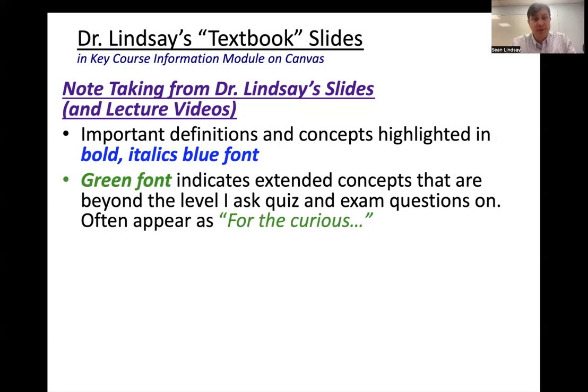I also will be using green font, bold, italics, green font. And this is to indicate information that's extending concepts beyond the level that I'm going to ask you on quizzes or exams. So I usually think about this as for the curious. So if you're really curious or interested in this topic, here's some additional information about it. It's up to you on how much you want to pay attention to it.